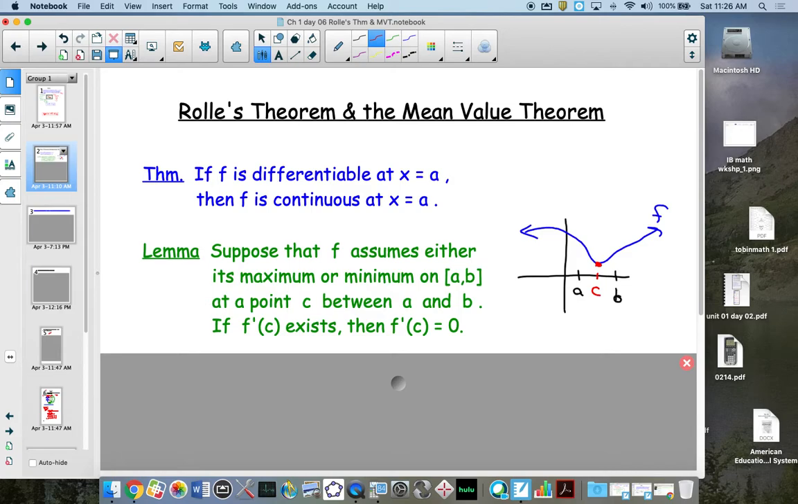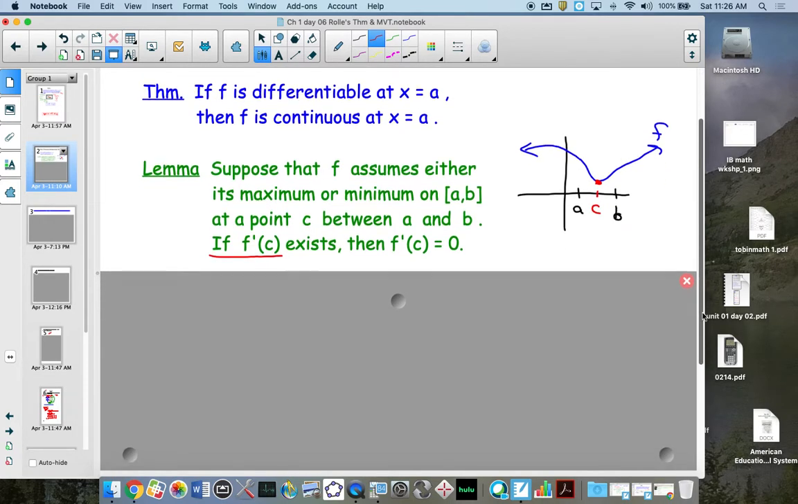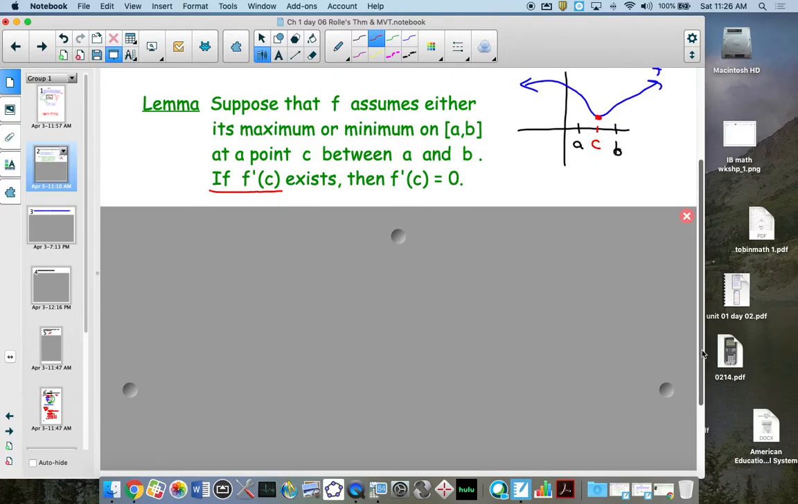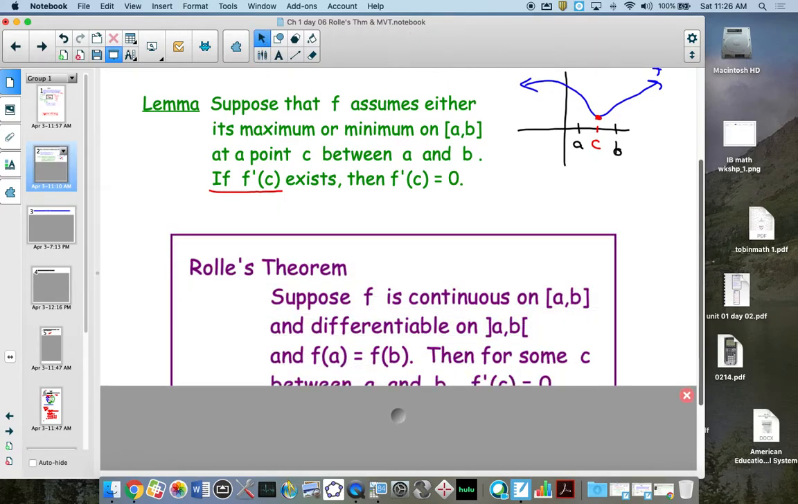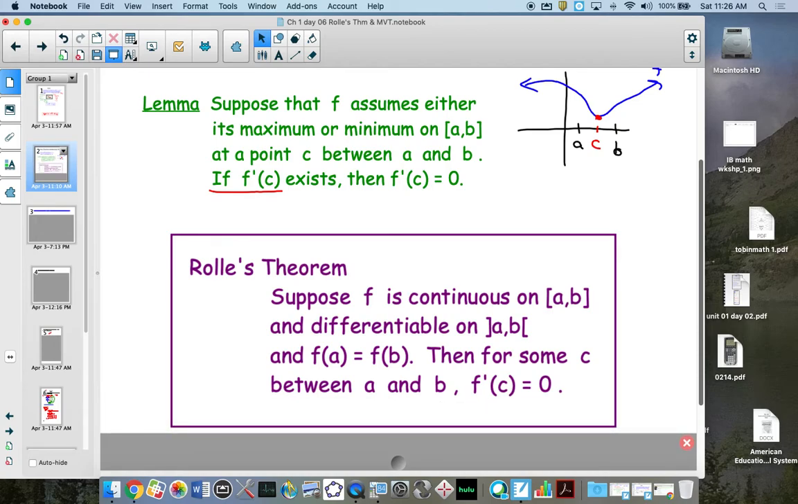Now if that came to a sharp point, like maybe an absolute value graph at 0, then the derivative doesn't exist, obviously. But it says if f prime of c exists, then it has to equal 0. Right, so that should be another pretty obvious concept. Alright, so let's see what Rolle's theorem is going to tell us.